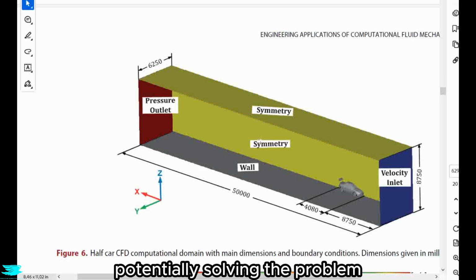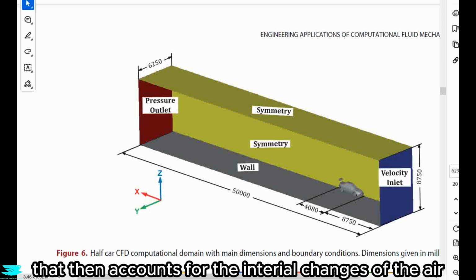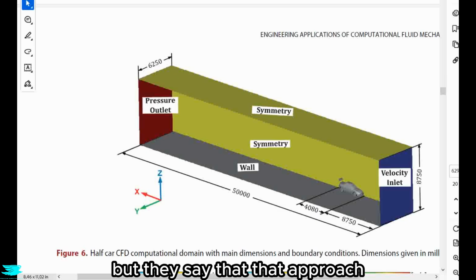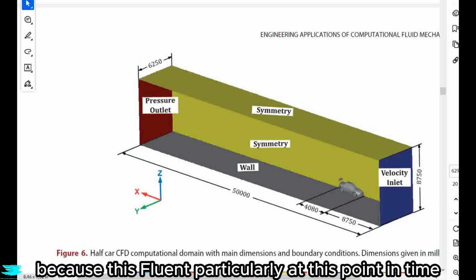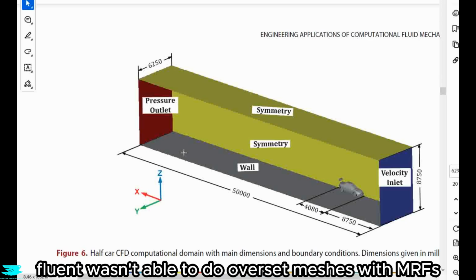So the first approach to solve this problem of changing airspeed when you're braking that they identified as potentially solving the problem was to use an MRF, so a moving reference frame. That then accounts for the inertial changes of the air when it changes velocity. But they say that that approach couldn't really be used in Fluent here, because Fluent, particularly at this point in time, I don't know if it can at the moment, but when this was done, Fluent wasn't able to do overset meshes with MRFs.